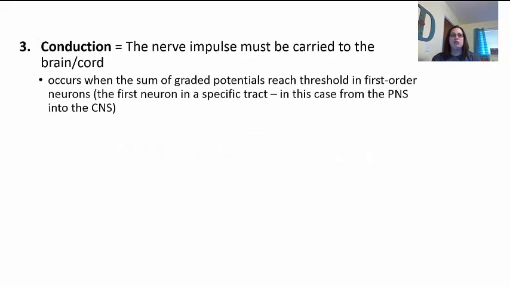Once we reach that action potential phase, we've got to conduct the signal down the neuron. So the nerve sends an impulse that's carried towards the brain or the spinal cord. Okay, so this occurs when the sum of all the graded potentials, we've added them all together, is great enough to reach that threshold, and now it sends the signal down the neuron. Okay, and so that's what we're looking at here with conduction.